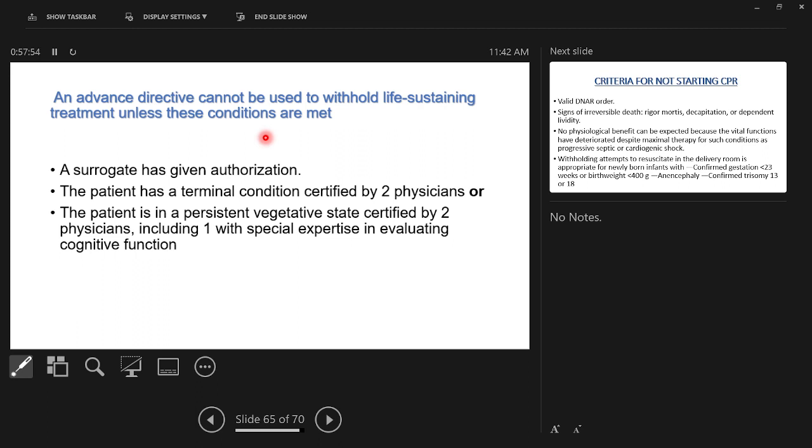Before withholding any life-sustaining treatment during cardiac arrest, if a patient has an advance directive, we have to prioritize these things. There should be a surrogate who is given authorization for withholding the life-sustaining treatment. Then the patient has a terminal condition, certified by two physicians, or the patient is in a persistent vegetative state, which should be certified by two physicians, including one who is an expert in evaluating cognitive function. If these are met, then we can think of withholding life support.